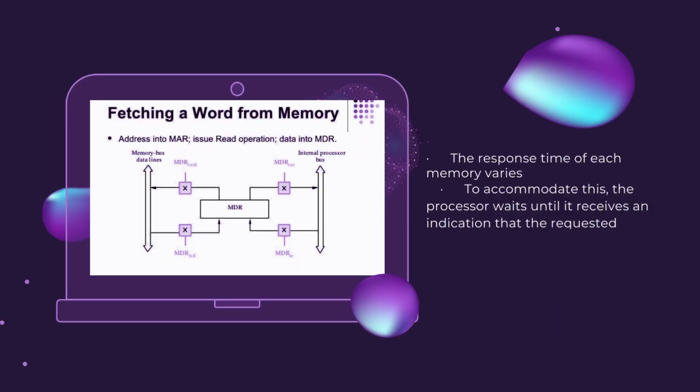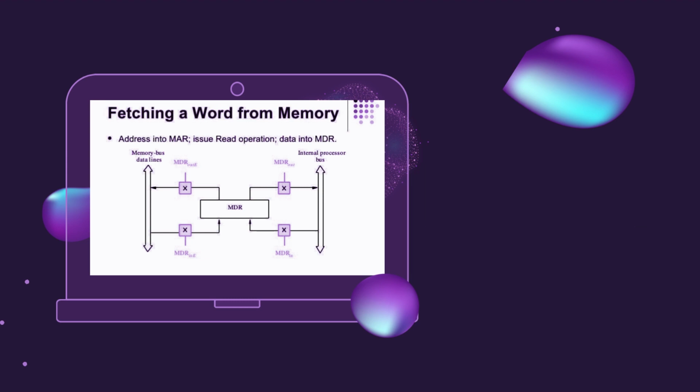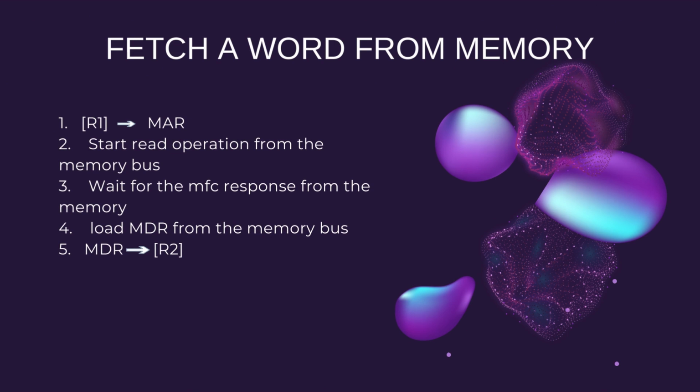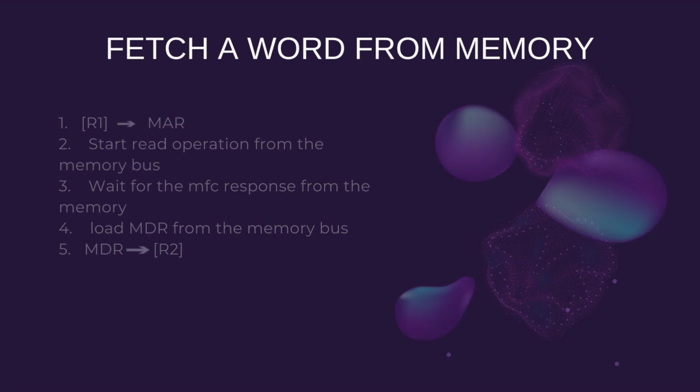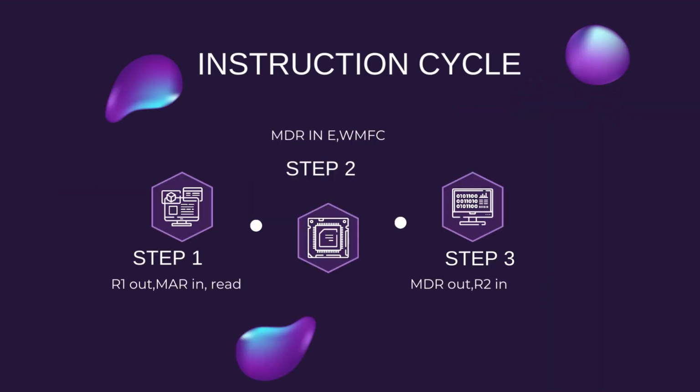The response time varies for each memory. The processor waits until it receives an indication that the requested operation has been completed. So there are certain steps for fetching a word from memory. From R1, the address goes to MAR and starts a read operation on the memory bus, then waits for the MFC response from the memory. The MDR is loaded from the memory bus and from MDR it reaches R2 in the end. Here in the instruction cycle, you can see the diagrammatic representation of all the steps for fetching a word from the memory.